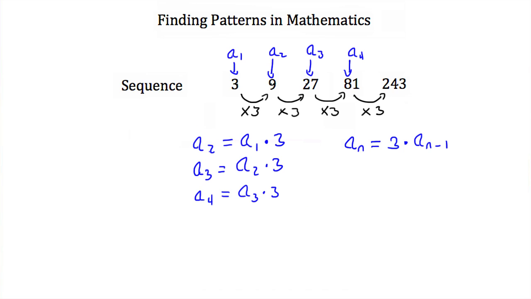A2 is a sub n. A1 is the term before A2, or a sub n minus 1. So this could be a formula that describes this sequence of numbers.